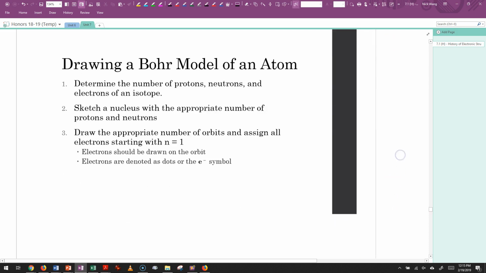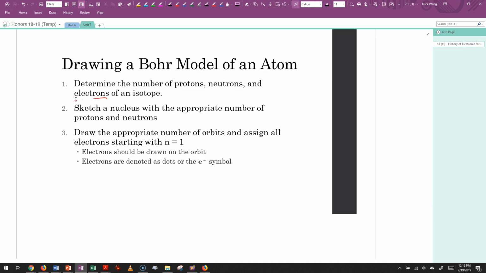So how do you draw this? First of all, you got to figure out the number of protons, neutrons, and electrons. The protons and neutrons, of course, require the mass number. Number of electrons, of course, corresponds to the number of protons because they're oppositely charged, and we're talking about neutral atoms. So whatever number of protons you have will also be the number of electrons that you have to assign.